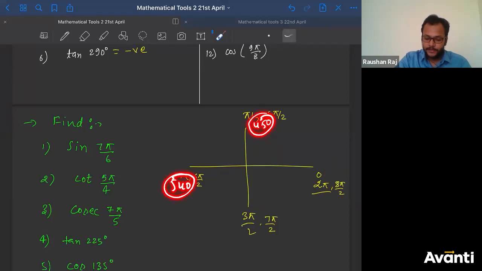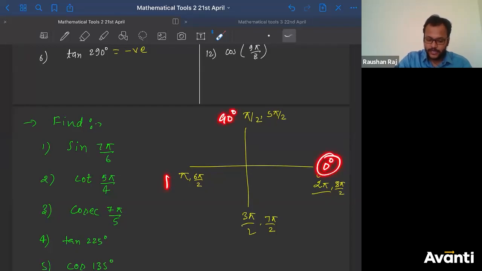Guys, let me know if you understood this. This is 0 degree. This is 90 degrees. This is 180 degrees. 270 degrees. Again, it will come to 360 degrees. Add plus 90. 450 degrees. Add again plus 90.